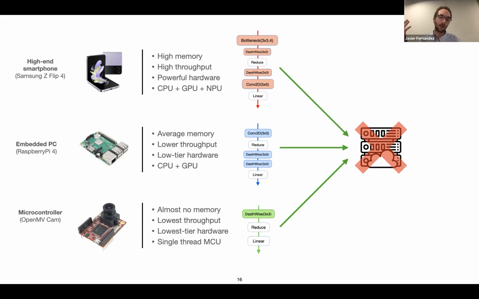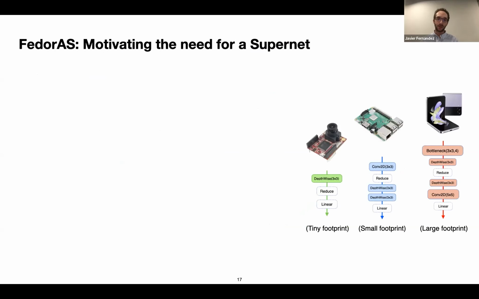There are workarounds to handle this in the server. For example, you can do distillation, there are other techniques, but those also make other assumptions. Like, for example, that you have another data set in the server that you can use for distillation, which might not be possible in all cases. So our solution involves creating a supernet.